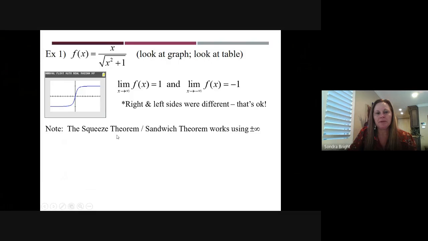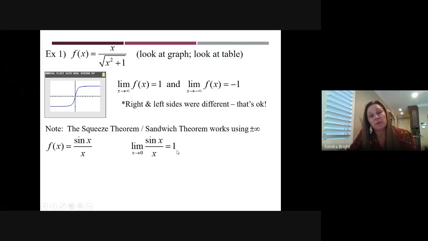We talked a little bit about the squeeze theorem or sandwich theorem. Not that you have to really know that super well yet, but it does work using positive or negative infinity. So f of x equals sine of x over x is a very popular one. You're going to want to know what happens to this function. AP College Board likes this function. So the limit as x approaches 0 is actually 1.